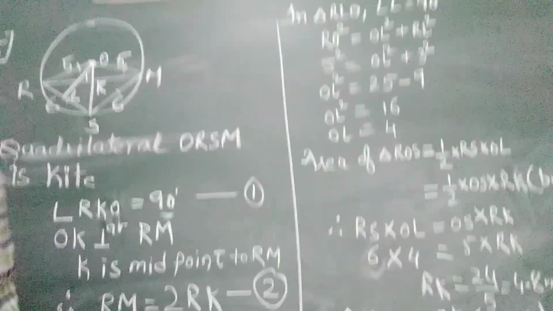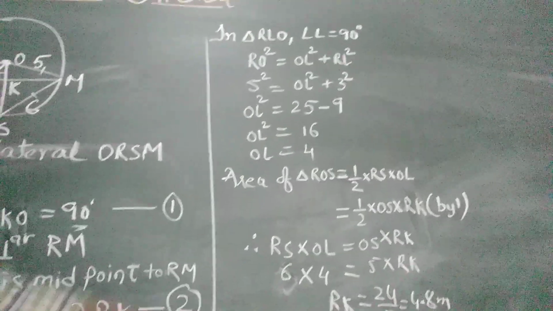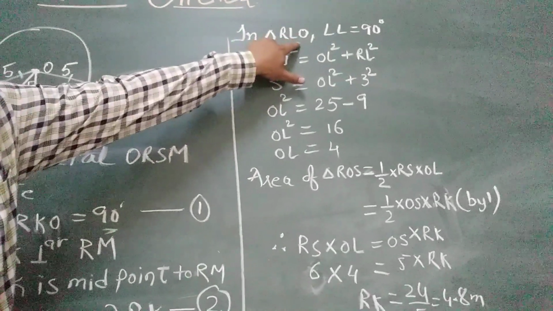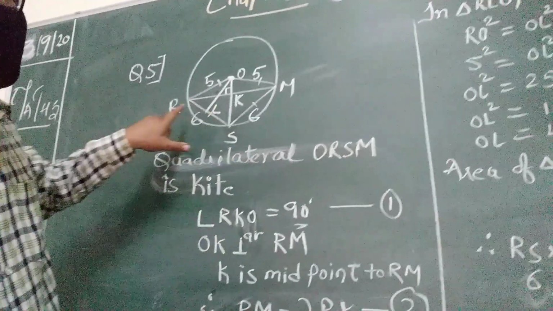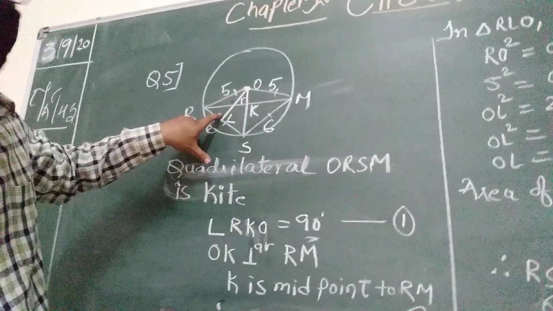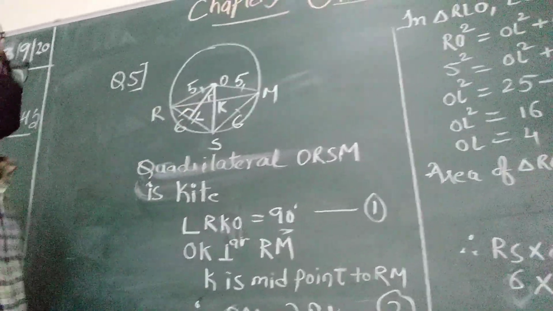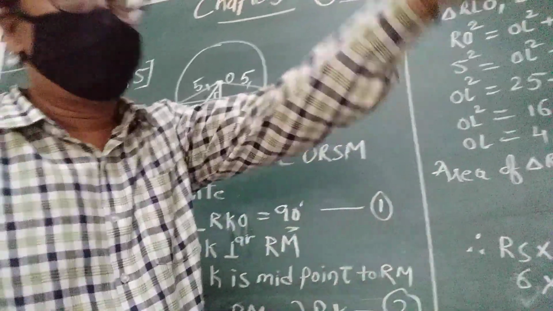Now, in triangle ROL, you can see that angle L is 90 degree. So we can apply the Pythagoras theorem.